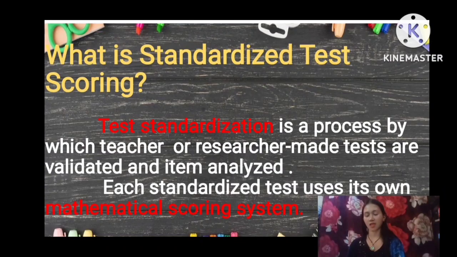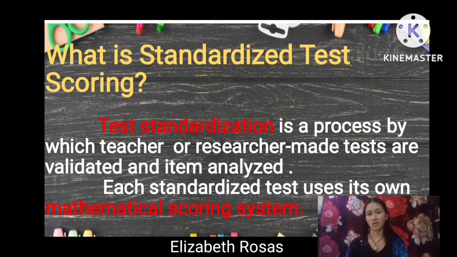What is standardized test scoring? Test standardization is a process by which teacher or researcher made tests are validated and item analyzed. Each standardized test uses its own mathematical scoring system.